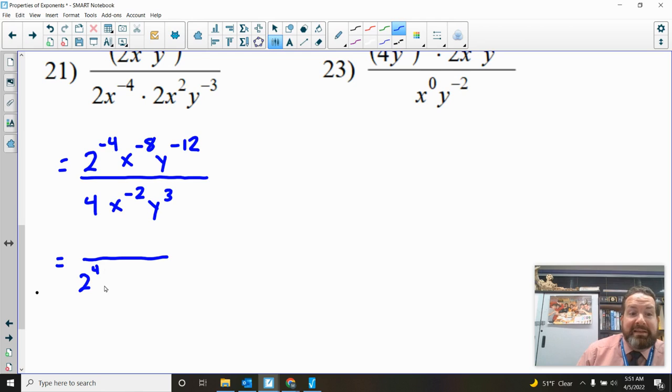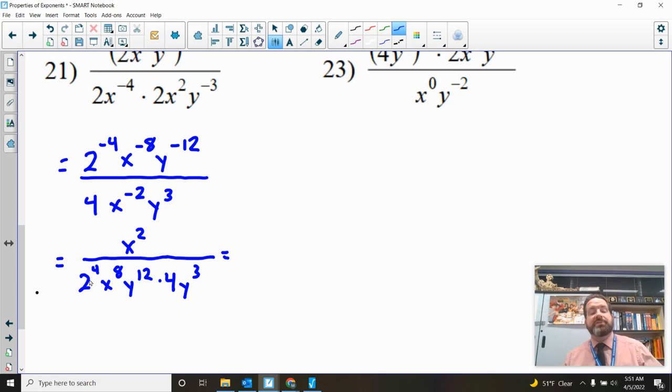This x to the negative 8 moves down below and becomes x to the positive 8. This y to the negative 12 moves down below, becomes y to the positive 12. This 4 stays where it is. This x to the negative second moves upstairs, becomes x to the positive second, and the y to the third stays where it is. Okay, now we're getting somewhere.